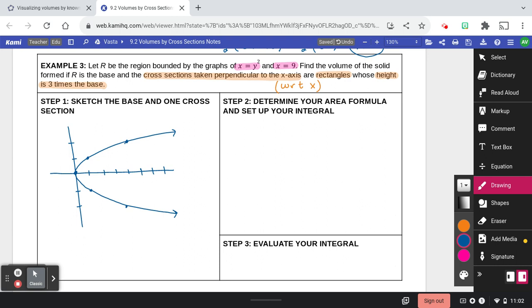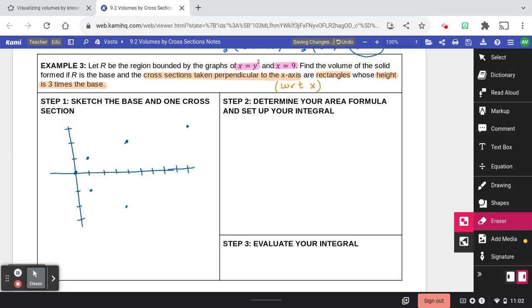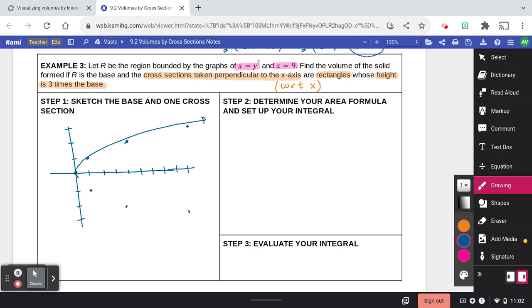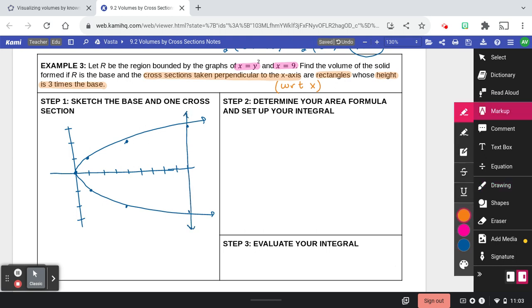5, 6, 7, 8, 9, which is when we get all the way to here. So I'm so sorry, I ended this a little bit early. Let me just make this a little bit bigger. We're going to where x is 9 right here. Okay. Now this is going to be the base, and on this base, I'm going to build my cross sections, and each of my cross sections is going to be a rectangle. So this is the base of my solid.